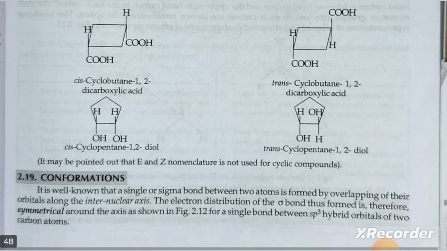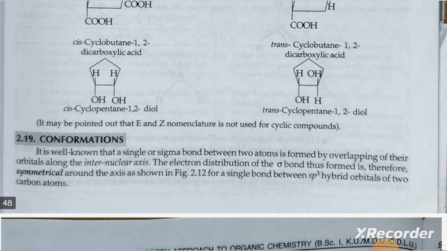Conformations. It is well known that a single or sigma bond between two atoms is formed by overlapping of their orbitals along the internuclear axis. The electron distribution of the sigma bond thus formed is symmetrical around the axis, as shown in figure 2.12 for a single bond between sp3 hybridized orbitals of two carbon atoms.